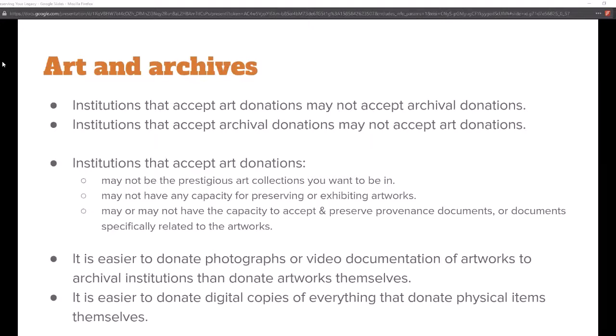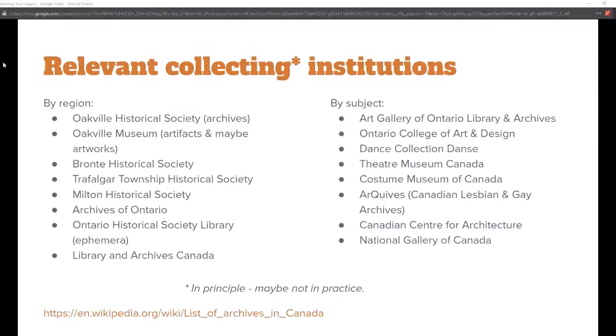When it comes to archival institutions that collect archives and records, it's very easy to donate photographs or video documentation, much easier than donating the actual artwork itself. And it's almost always easier to donate digital copies these days than to donate physical items. Physical items come with a lot more concerns for very limited space in most archival institutions, and a lot are getting easier and better at accepting digital copies all the time.